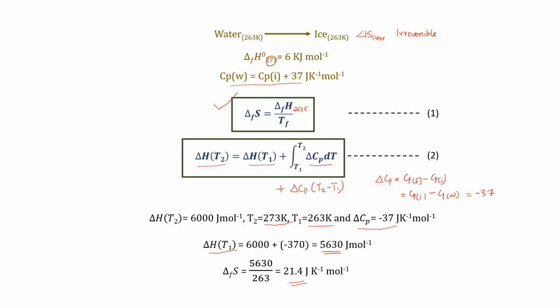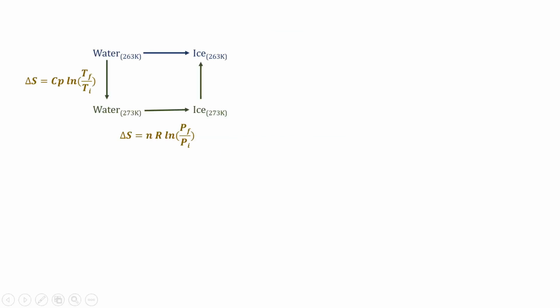The question was to calculate delta S surroundings. If the question is to calculate delta S system, then the whole scenario would be different, where the whole process should be taken as a composite process. First conversion would be water at 263 Kelvin to water at 273 Kelvin, for which we need to calculate delta S1. The next is water at 273 to ice at 273, for which we need to calculate delta S2. And the third is ice at 273 Kelvin to ice at 263 Kelvin, for which it is delta S3.